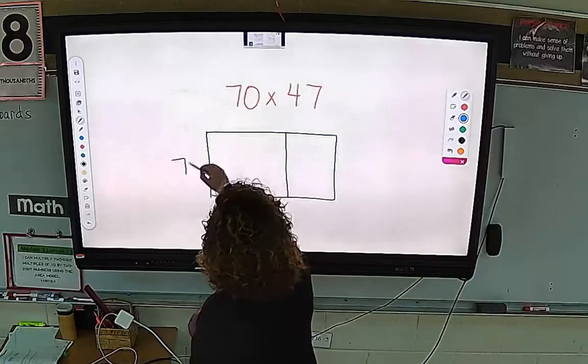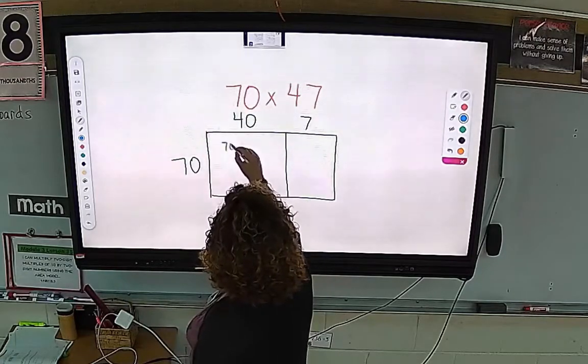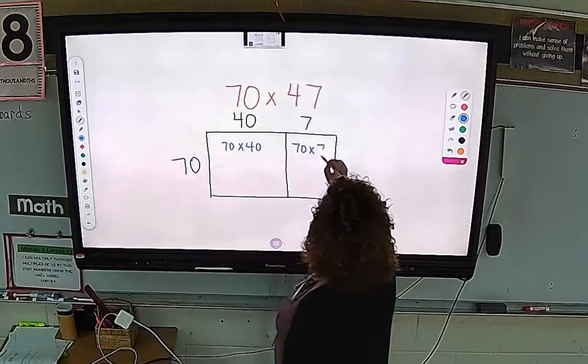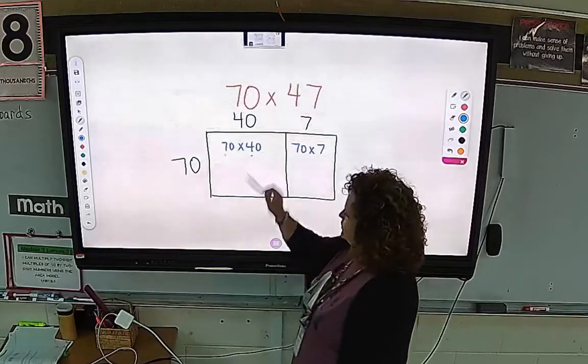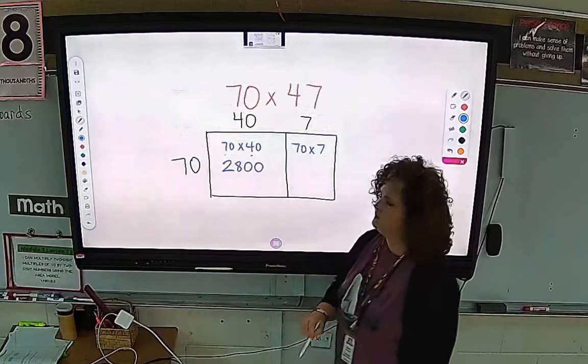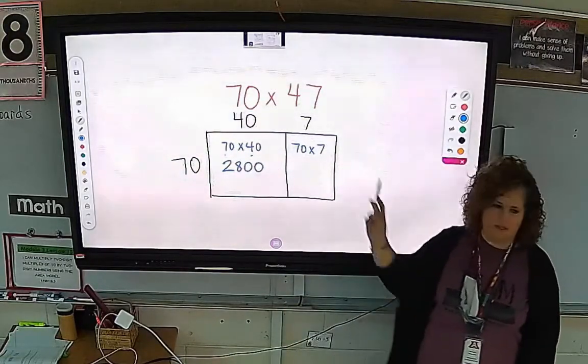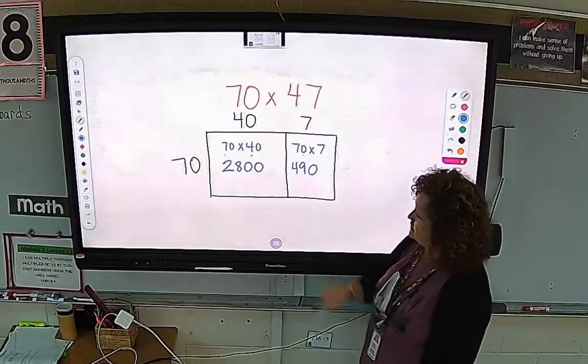So most of us have made it this far at least. Where some of us are getting stopped is the multiplication, making sure, because these are sevens. 70 times 40. 7 times 4 is what? 28, plus 2 zeros, because there's 2 zeros here. 7 times 7 is 49, plus 1 zero is 490.